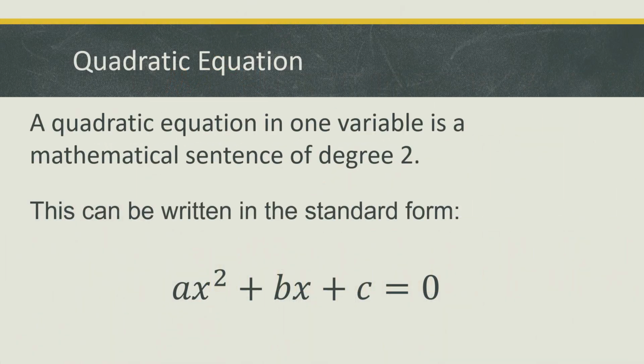So before we start the lesson, let us review first what a quadratic equation is. A quadratic equation in one variable is a mathematical sentence of degree 2. Also, it is called a second degree equation, where the highest exponent is 2. This equation can be written in a standard form of ax squared plus bx plus c is equal to 0, where a, b, and c are all real numbers.